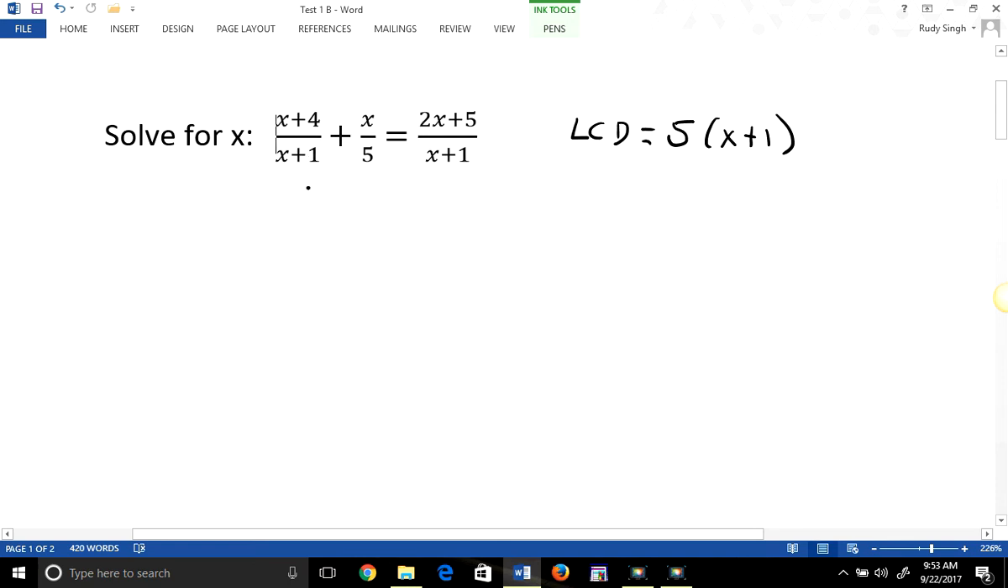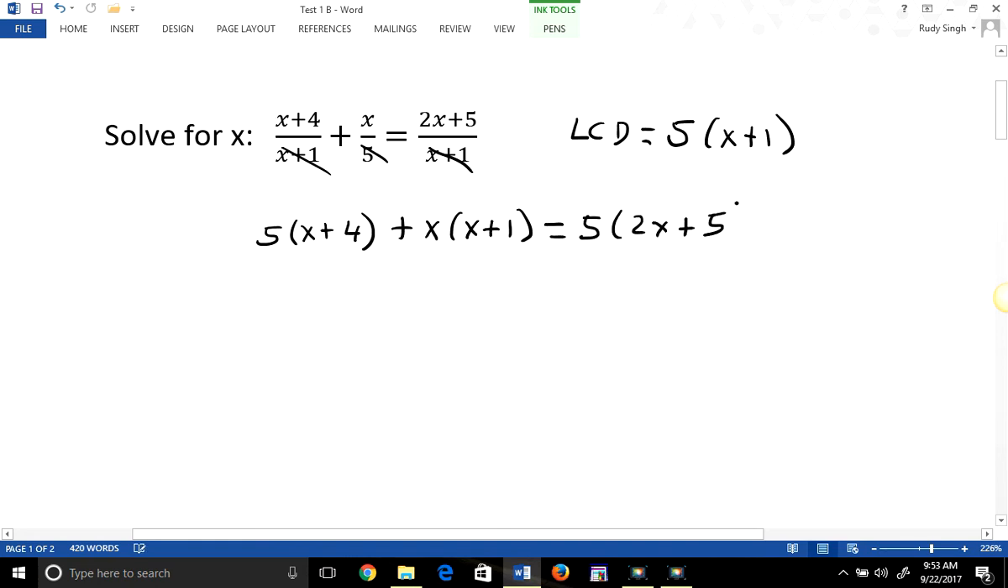And what happens is the x plus 1s will cancel here. So I'm left with 5 times x plus 4. Right, so that would cancel that. And the 5 would cancel with this 5, and I'm left with the x plus 1 on top. So plus x times x plus 1 equals, and the x plus 1 will cancel with this, leaving me a 5. So I'll have a 5 times 2x plus 5.